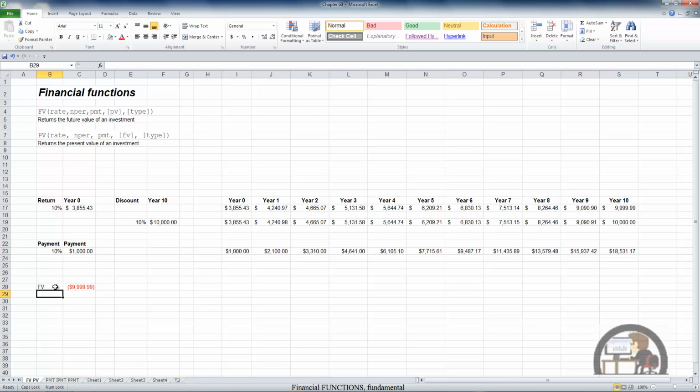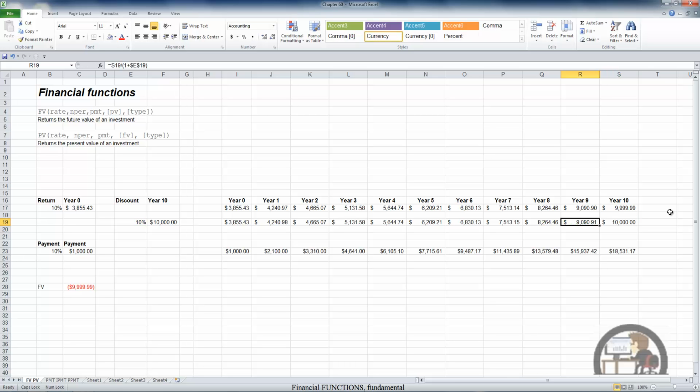The present value function works exactly in the opposite way. The present value takes an amount of money that's defined in the future, and in this case, for us, it's $10,000. It tells us what the value of that money would be today. The discount rate that I've used in these calculations is 10%.